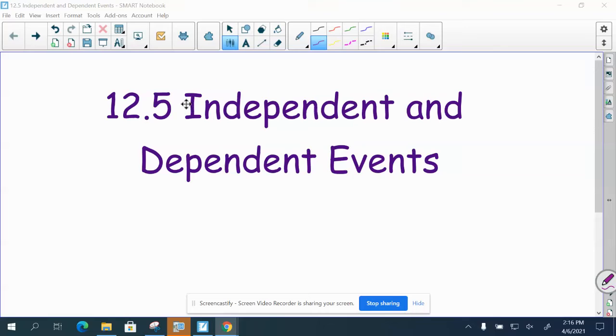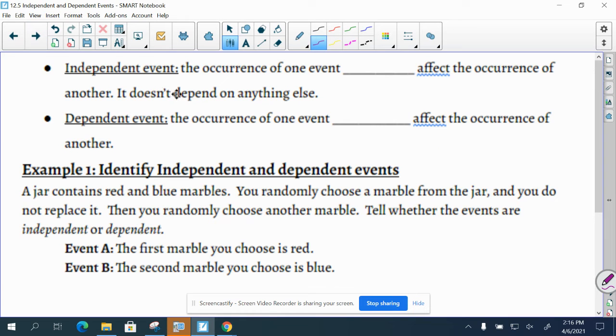This is lesson 12.5, independent and dependent events. Today we're going to learn about conditional probability, and this is the last lesson of unit 12 on probability.